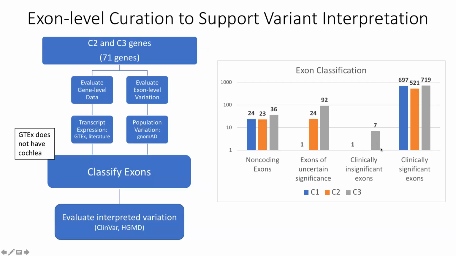So there were 7 clinically insignificant exons in Category 3 and 1 in Category 1. And there were a handful of exons of uncertain significance across all of the categories. But there were a large number of clinically significant exons because, like I said, we tried to be cautious in ruling out exons.